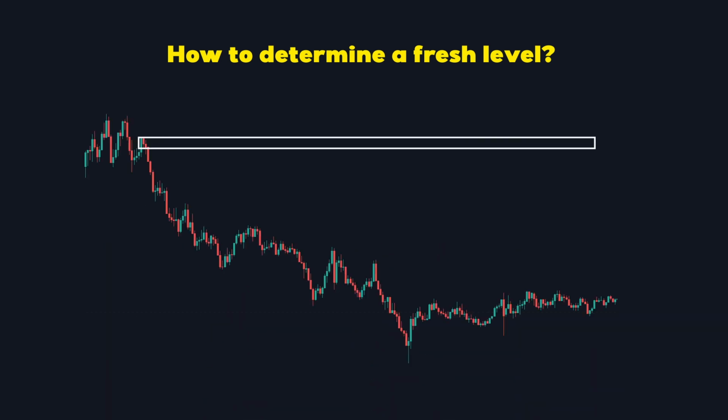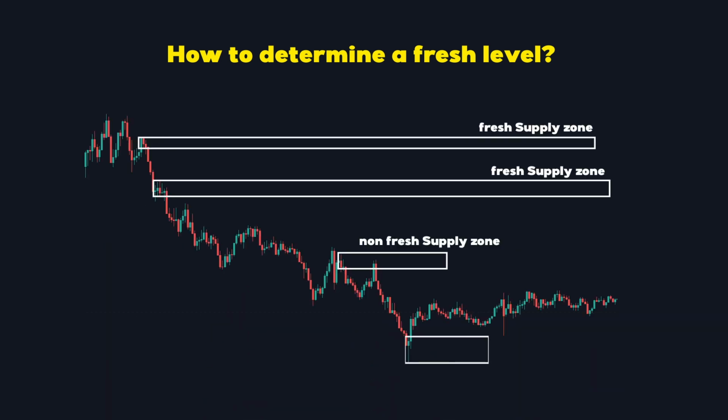The next chart shows both fresh and non-fresh levels. When we identify the zone, we look right to see if price has touched the proximal line. The supply zones on top are fresh zones because price has not touched the proximal lines yet. These fresh supply zones have high probability of success if price retraces back up to test them.